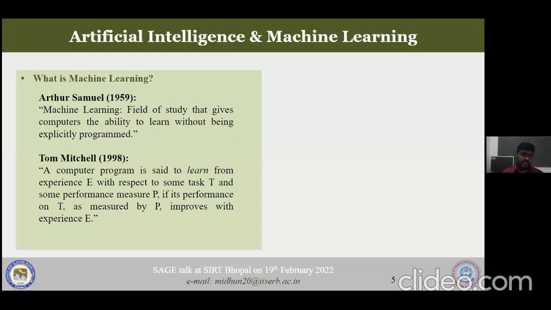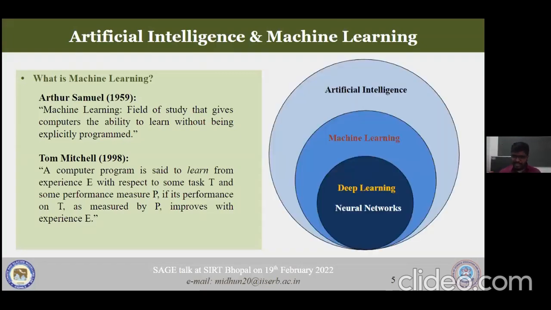In 1998, a scientist from another generation explained it more precisely: a computer program is said to learn from experience E with respect to some task T and some performance measure P if its performance on T, as measured by P, improves with experience E. Simply keep it in mind; I'll explain with further examples. This is a very popular Venn diagram showing the hierarchy of AI, ML, and DL. Deep learning is mostly accomplished by neural networks.